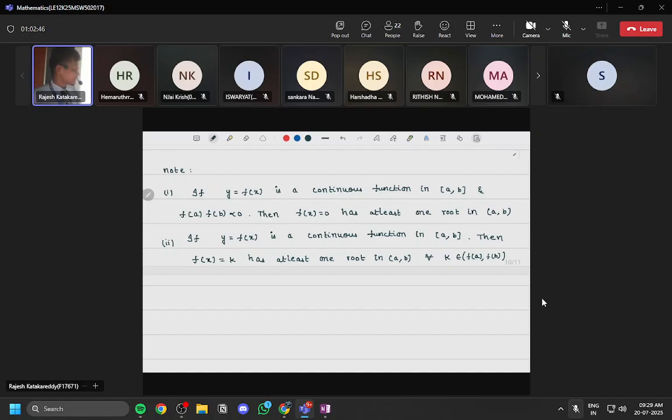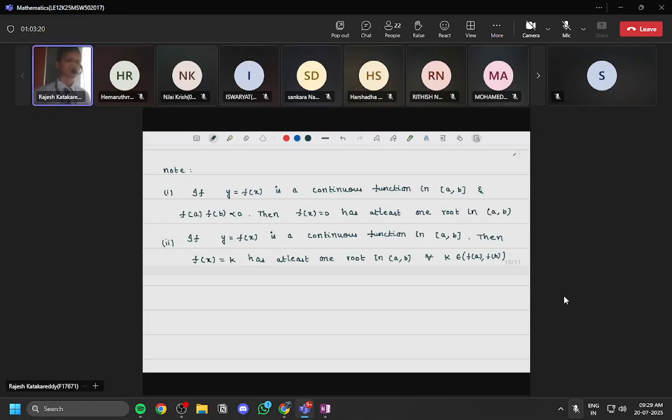Special case of this one is what we have studied earlier. K0. Clear? K0 means 0 belongs to f of a comma f of b. F of a and f of b has opposite signs, has at least one root. This is about intermediate value theorem. Understood? Any doubts in this? Anybody? So I can say with this we concluded continuity of a function. Clear? Any doubts in this?